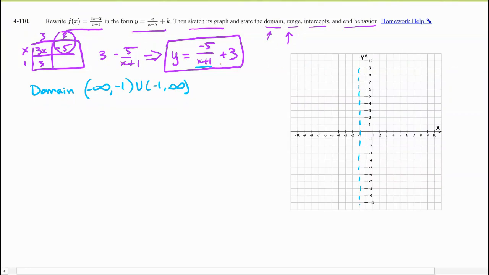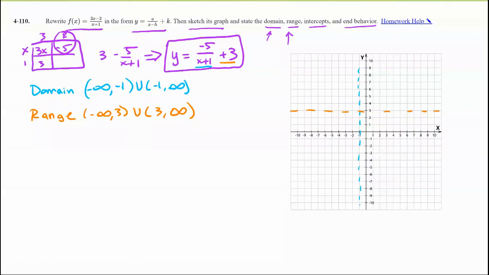My range is told to me by this value here, so my horizontal asymptote is told to me by this value here, which is at 3, which helps me write my range here as x, oh, go ahead, sorry, it's y here, so negative infinity up to 3, and 3 to infinity.